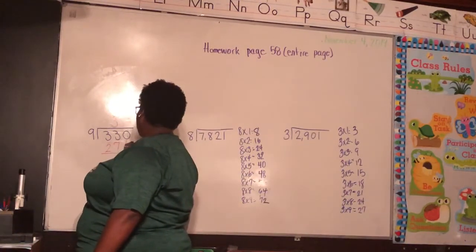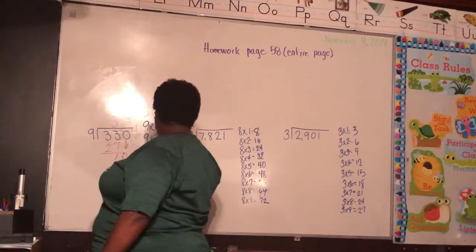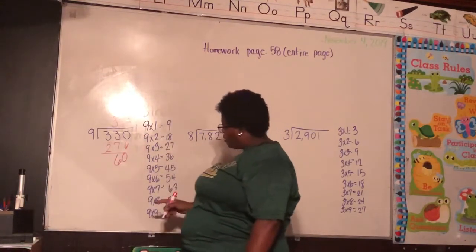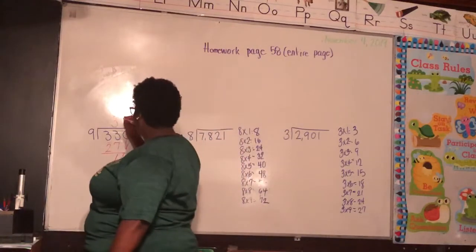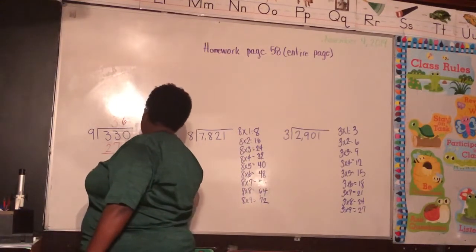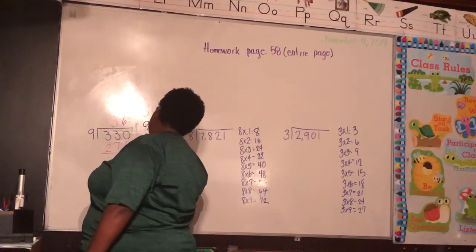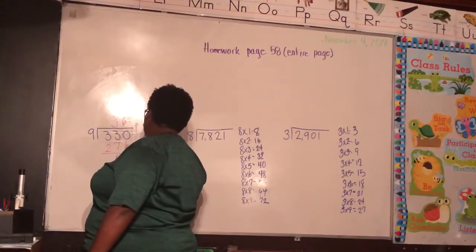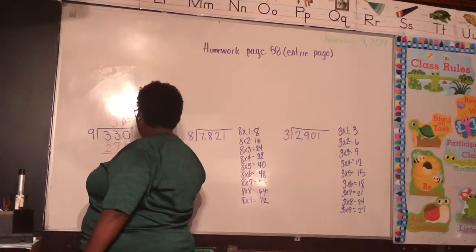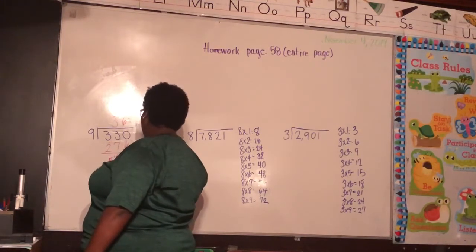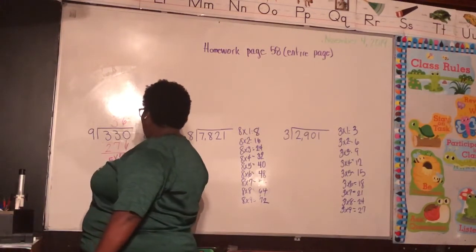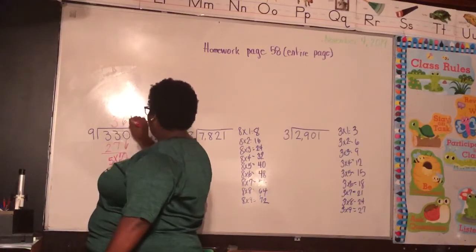Bring down the 0. Can 9 go into 60? Yes. 6 times, which is 54. And you're going to subtract 10, 9, 8, 7, 6. And we have a remainder of 6.